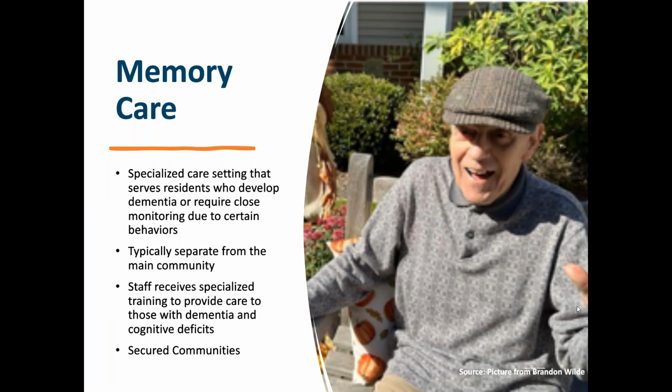Another level is memory care. This is a specialized care setting that serves residents who develop dementia or require close monitoring due to certain behaviors. This is typically separate from the main community, and the staff there receive specialized training to provide care to those with dementia and cognitive deficits. These are secured communities.